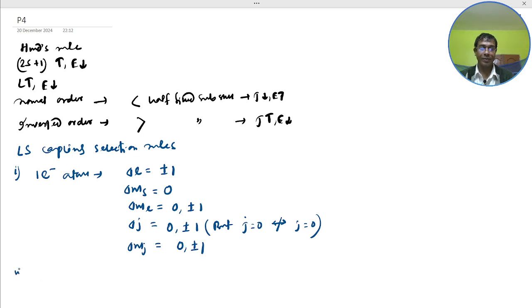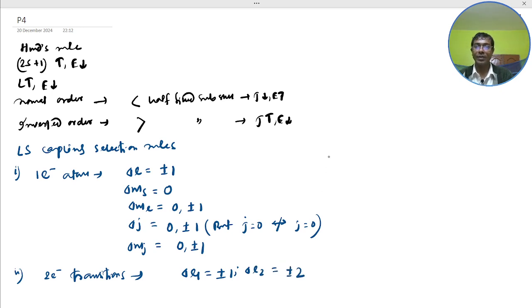And second one is the two electron transitions. Two electron transitions, that del L1 is equal to plus minus 1 and del L2 is equal to 0 plus minus 2. This is for the two electron transitions.